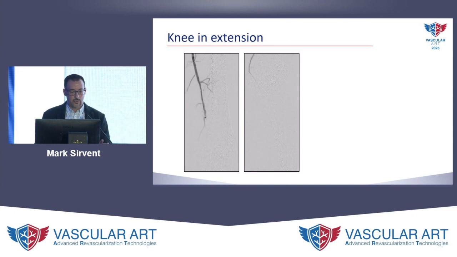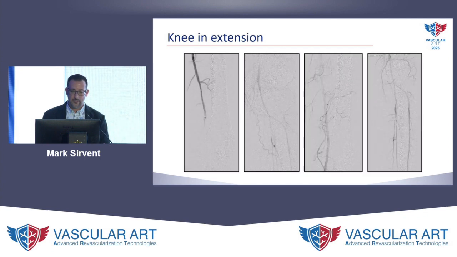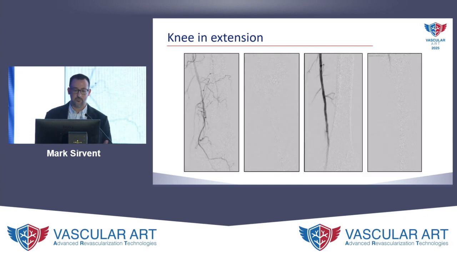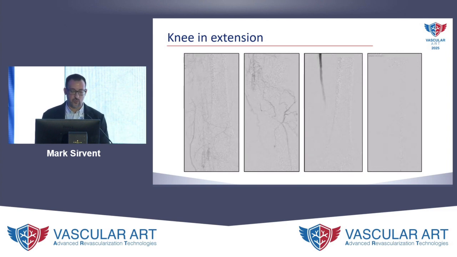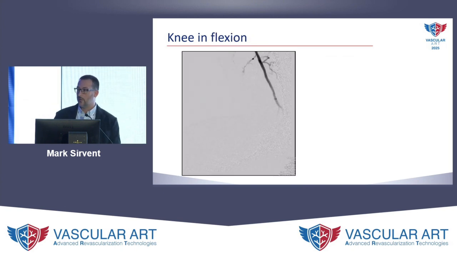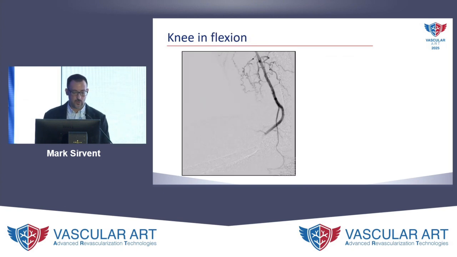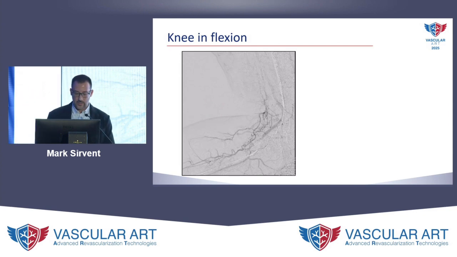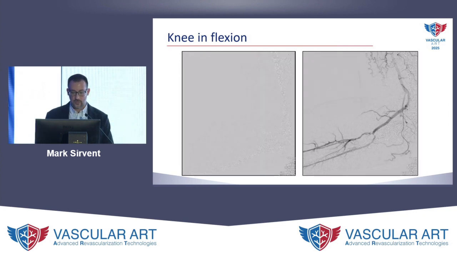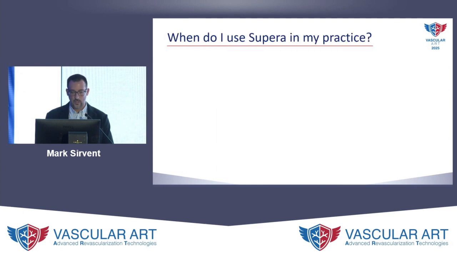This is another example. This is a popliteal occlusion, with the anterior tibial artery. This is after the first Supera in anterior posterior vision. So I think it's good. But when we bend the knee, look at this defect. So we overlap another Supera, and this is the final result.